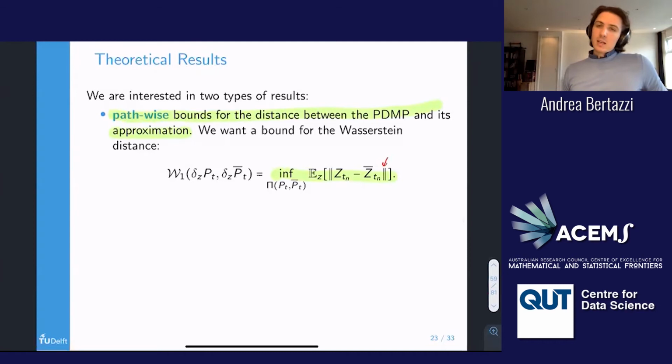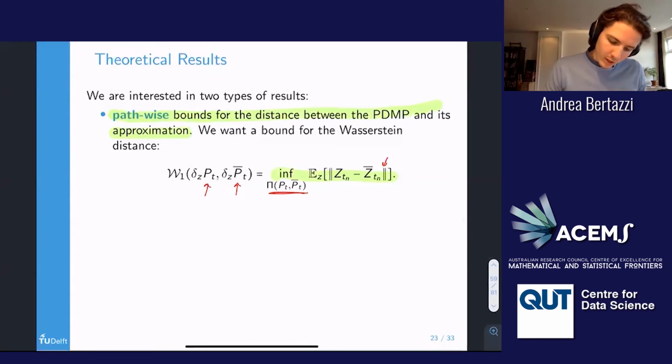This norm is any vector norm. There's no restriction on that. And then in order to have a Wasserstein distance, we're taking the infimum over all couplings of the two processes. Okay, so by P bar, I am referring to the transition probabilities of the approximation process. And by P_t, I'm denoting the semigroup of the continuous time process, okay?